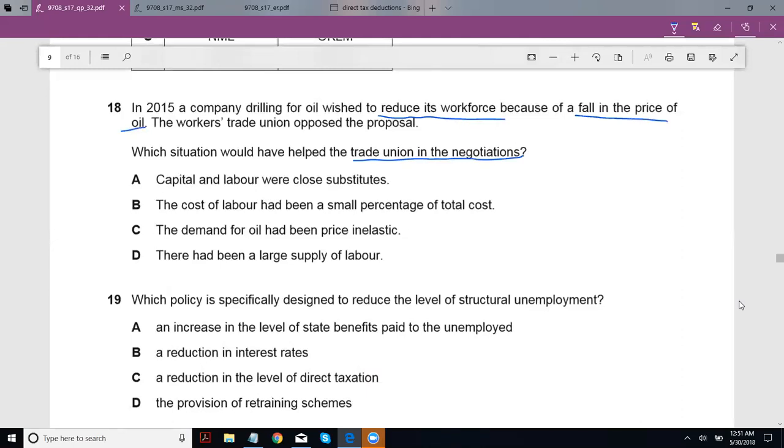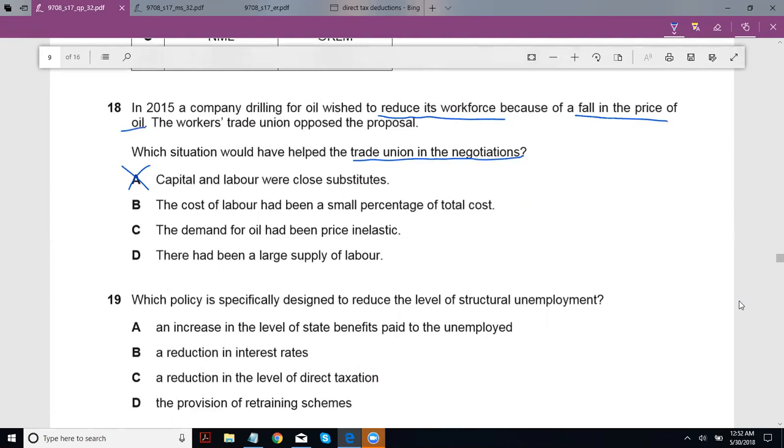If capital and labor are close substitutes, that wouldn't help the trade union, because the company could very easily substitute labor in favor of capital. So the company doesn't really need labor that much, so that wouldn't help the trade union. It's easier to fire labor then.